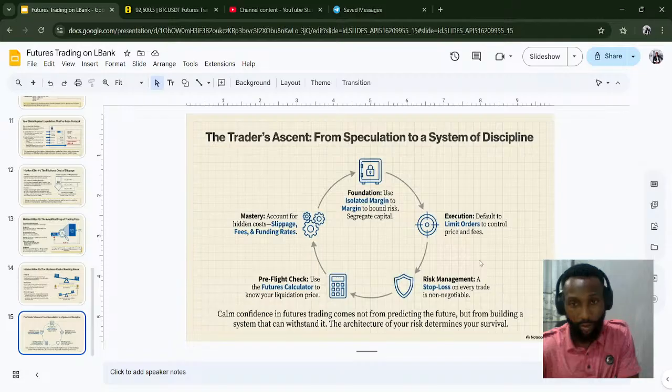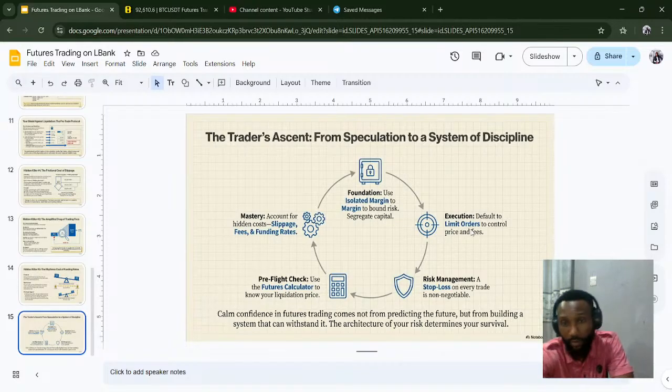Then for execution, default to limit orders. Management: a stop loss on every trade is a must. All right, it's non-negotiable, a stop loss on every trade. Then use the futures calculator to know your liquidation price. It's always there. Then mastery: account for hidden costs, fees, and funding rates. So this is basically the whole process I think you should go through.